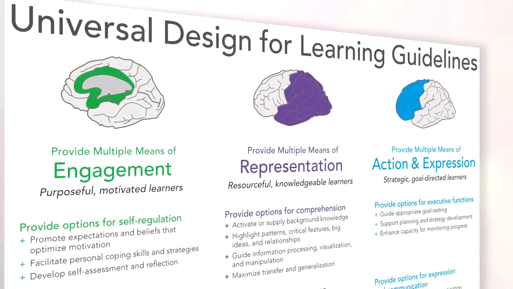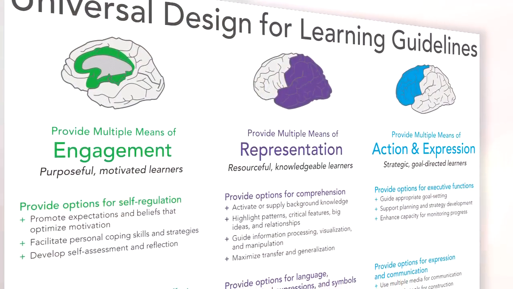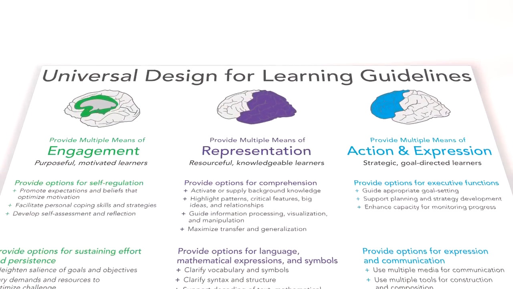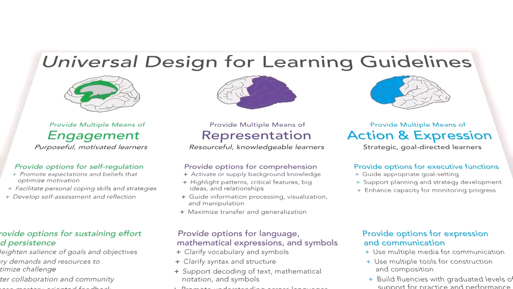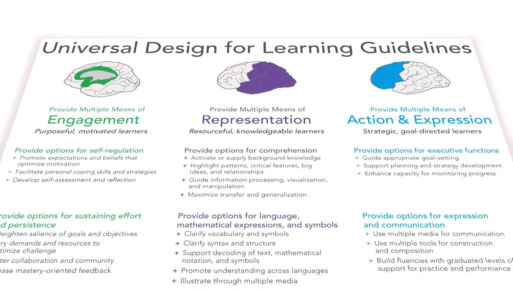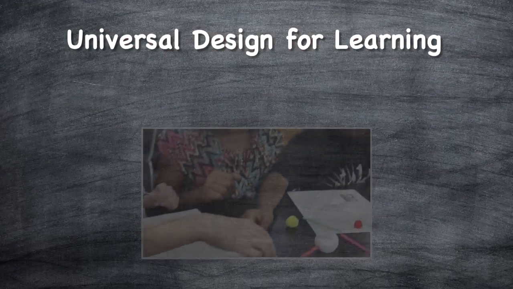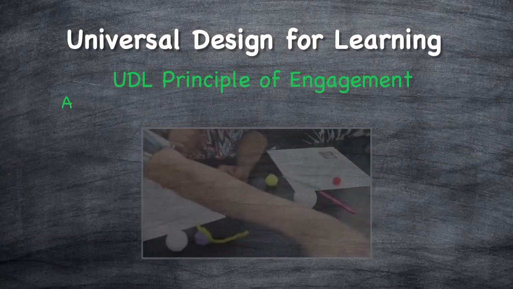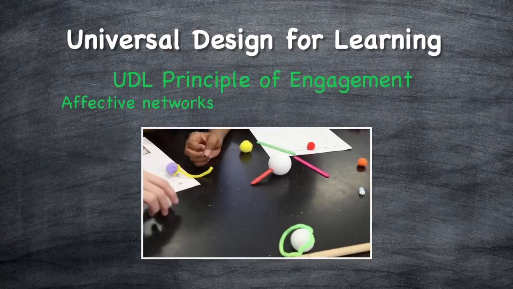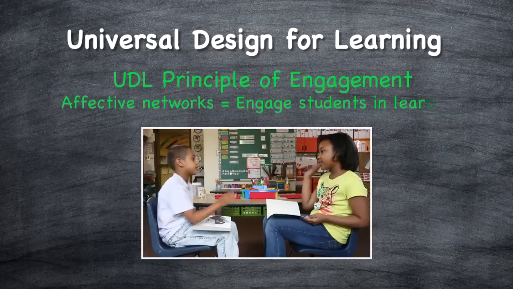Originated by CAST, UDL is a framework based on neuroscience, organized around 3 broad principles that align with 3 brain networks. Let's unpack this definition a bit. The UDL principle of engagement corresponds to the affective networks, the parts of the brain that engage students in learning.